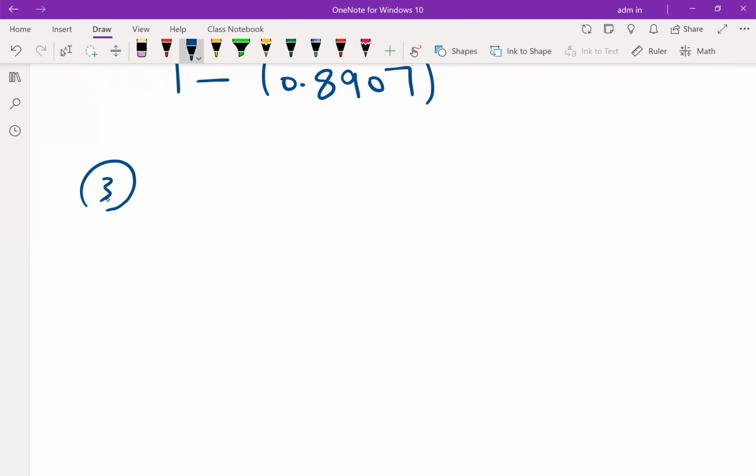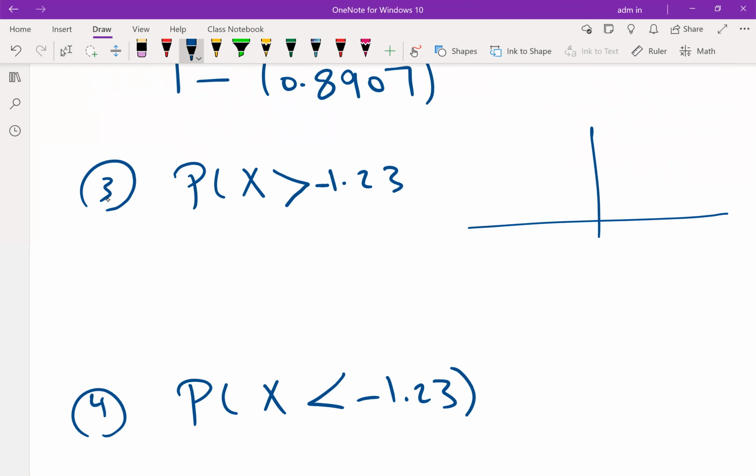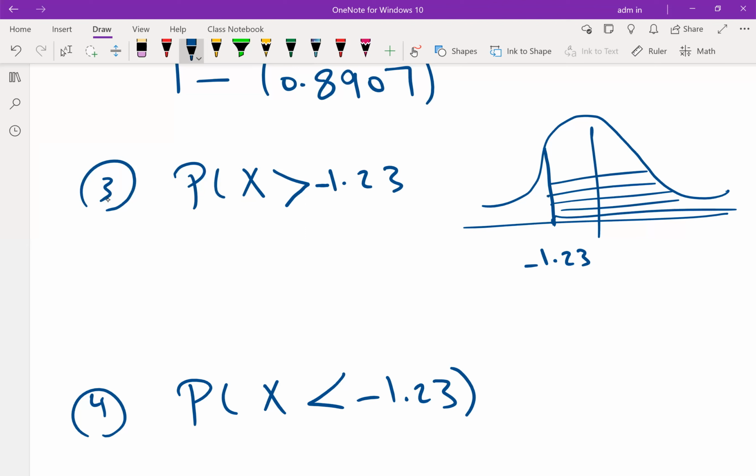Number 3 and number 4. Probability of x greater than negative 1.23. Draw the curve. This is the curve, 1.23 and negative 1.23. How to find this area?